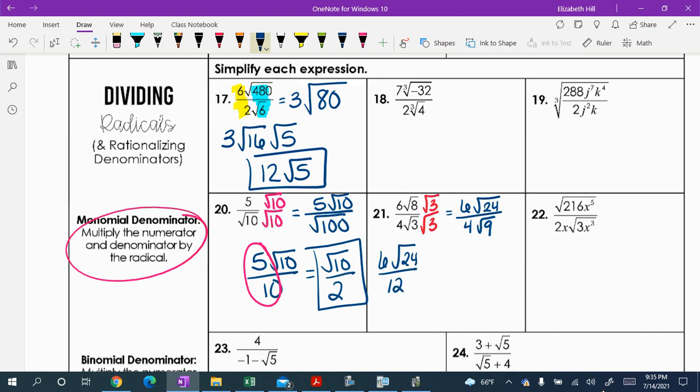Now I want to do a little bit of simplifying here. That square root of 24, we can break that up into 4 and 6. Square root of 4 is 2. 2 times 6 is 12. So 12 square roots of 6 over 12. Those 12s will cancel, and you're left with the square root of 6.